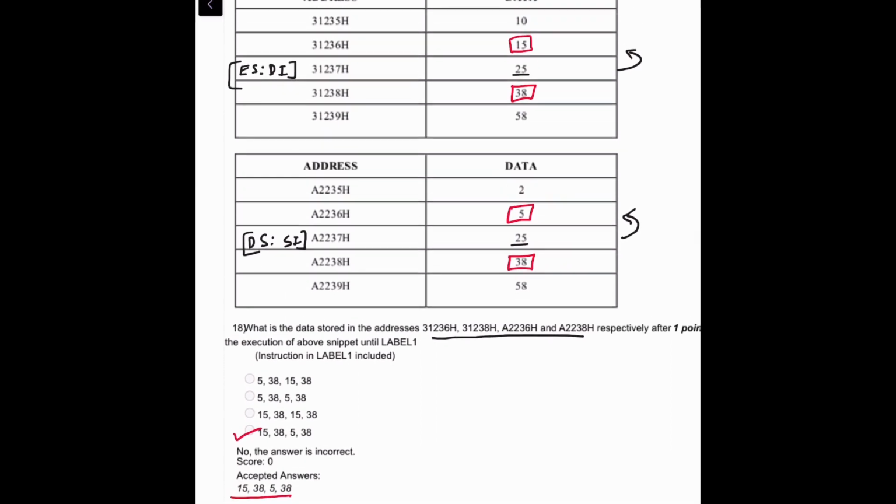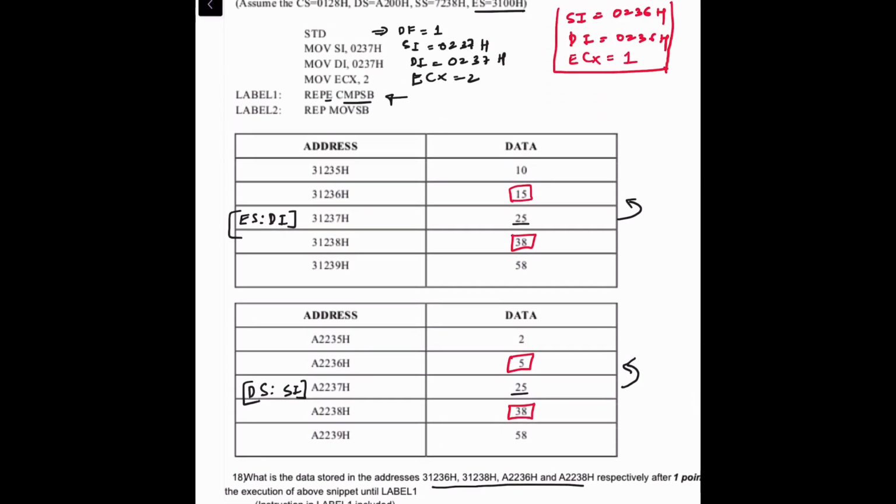Okay, what is label 2 doing here? REP MOVSB. So MOVSB moves the data from the source index to the destination index. Here we are starting, the source index is here, the destination index is here. So the data is 515. Since there is no condition, it happens until ECX goes to 0. So 5 is being transferred here, so this becomes 5.